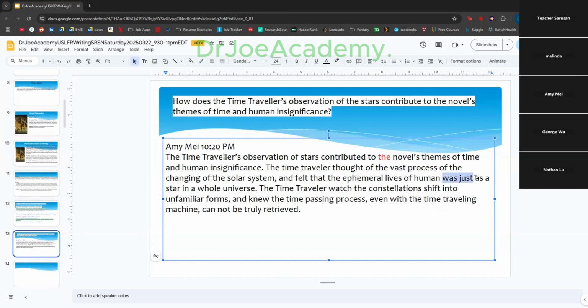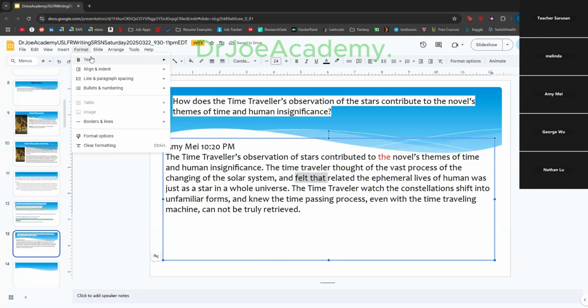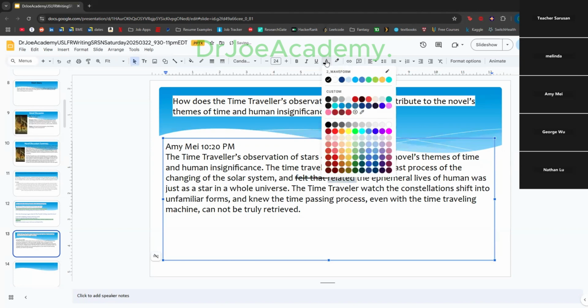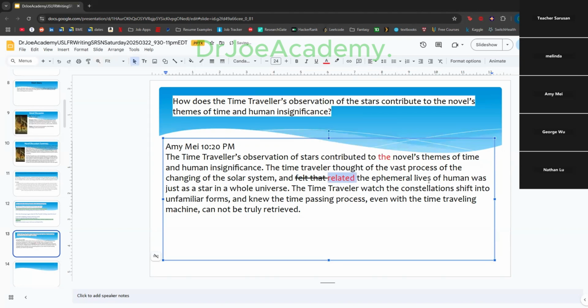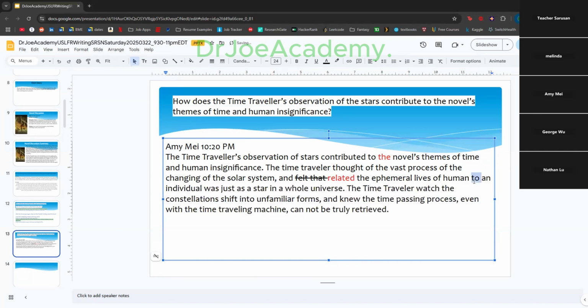So I think we can change how we are phrasing this. I understand what we're saying, but let's say the time traveler thought of the vast process of the changing of the solar system, and we can say and related the ephemeral lives of humans to the stars in a whole universe, to an individual star in the whole universe.